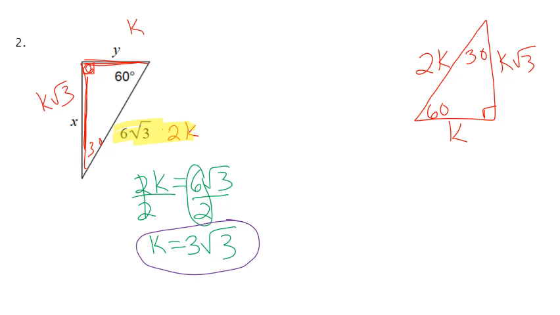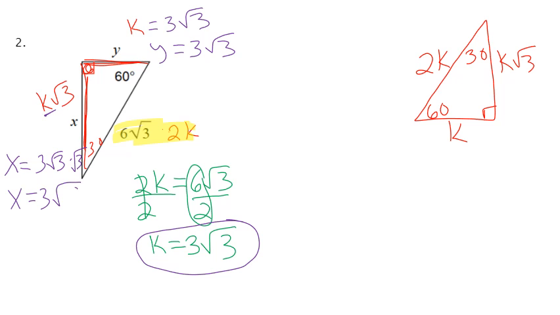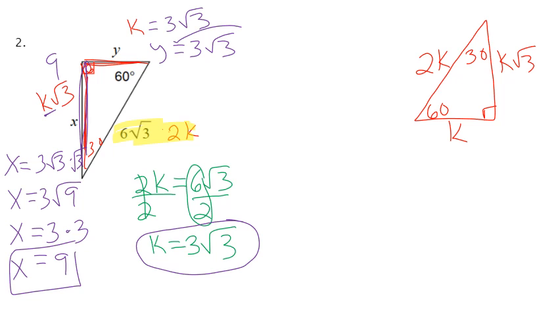And now wherever I see a K, I'm putting that in. So y is equal to 3 radical 3. That's that side length. And then x, in for K, is 3 radical 3 times radical 3. That's 3 radical 9, because 3 times 3 is 9. So 9, not 6. And then square root of 9 is 3. So the length of x is going to be 9. So your two lengths are 9 and 3 radical 3.